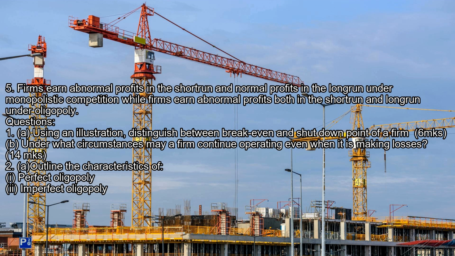Questions. 1. a) Using an illustration, distinguish between break-even and shutdown point of a firm. b) Under what circumstances may a firm continue operating even when it is making losses? 14 marks. 2. Outline the characteristics of i) perfect oligopoly, ii) imperfect oligopoly. Economics market structure.